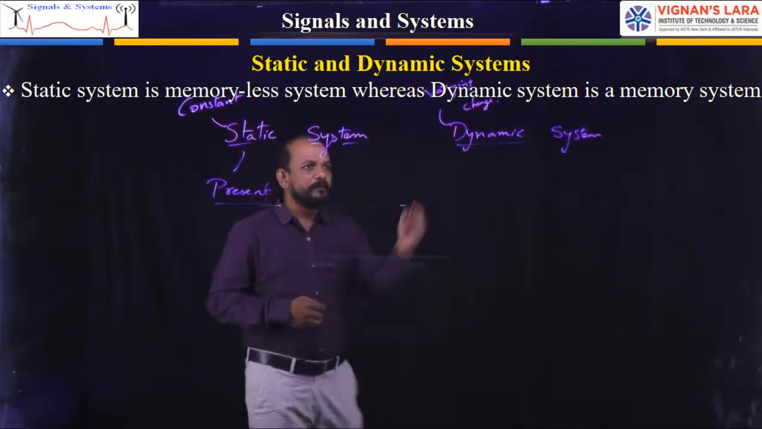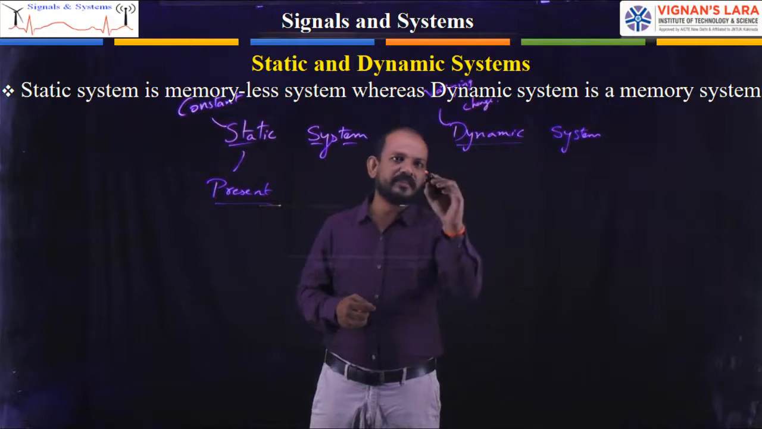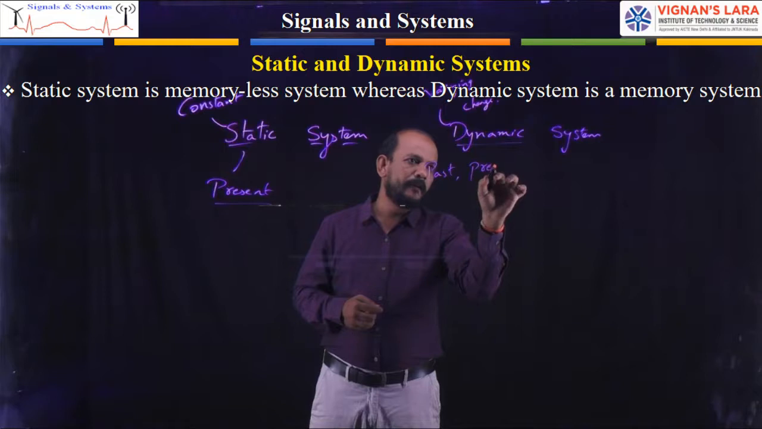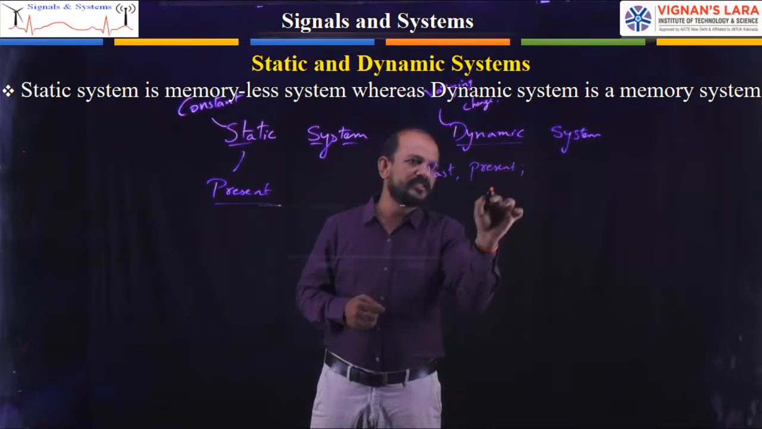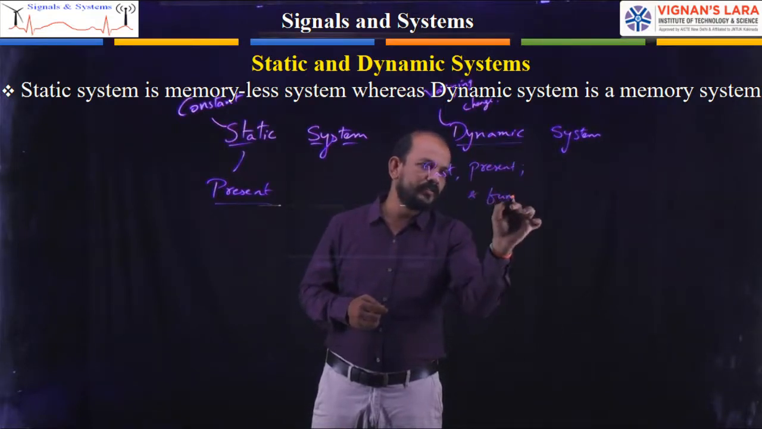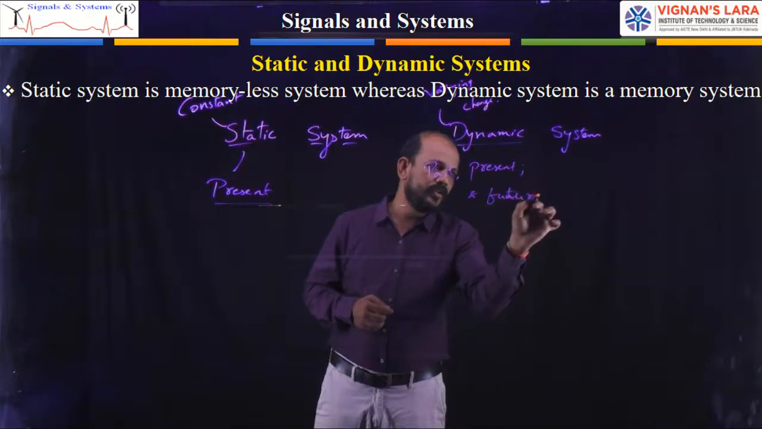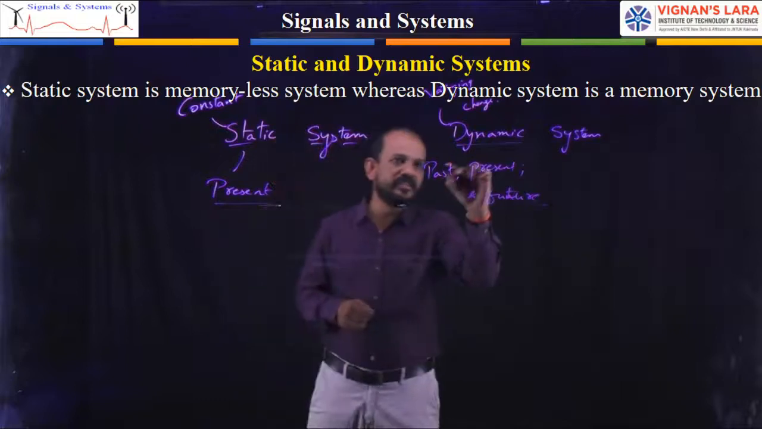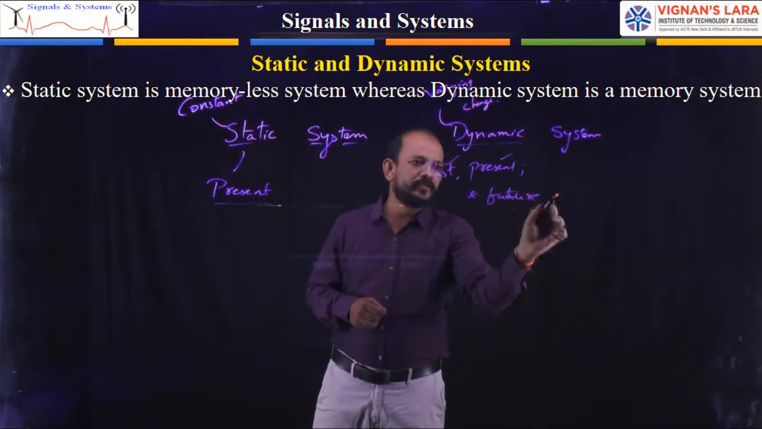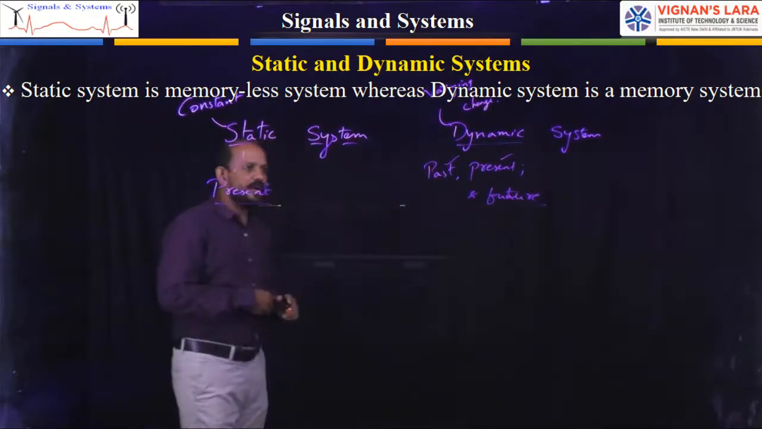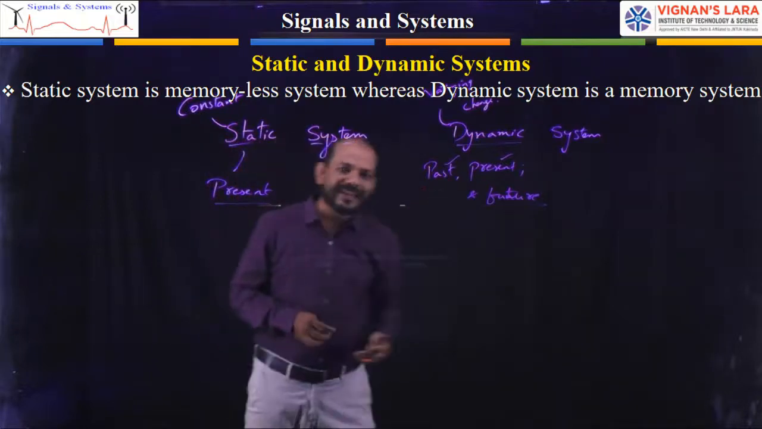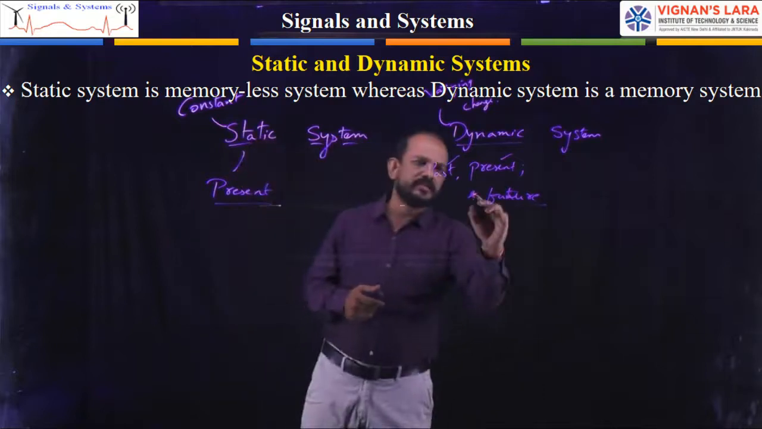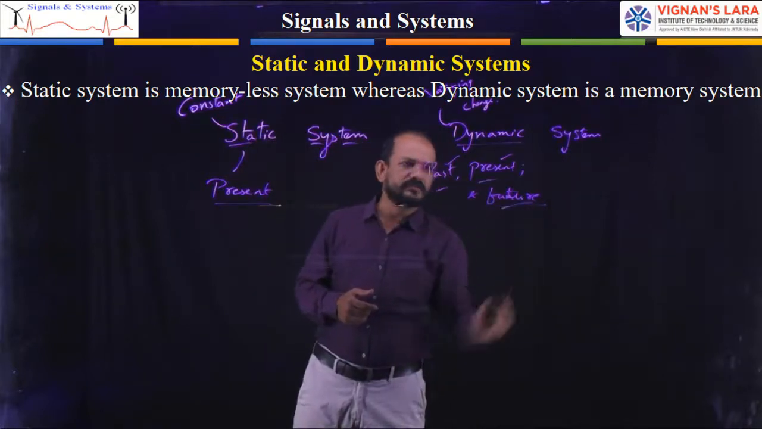That means here the dynamic person can go for past, present, and future. He will go for everything. He will collect the information from the past and apply it to the present to get a better future. So he will go for all of this.